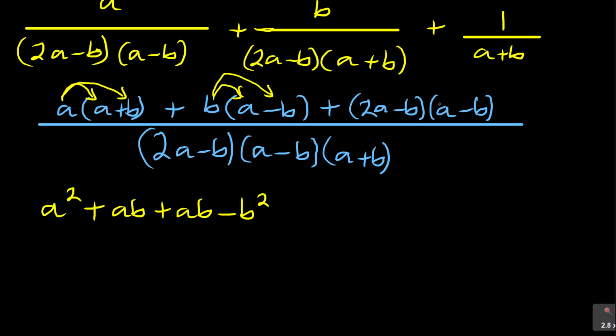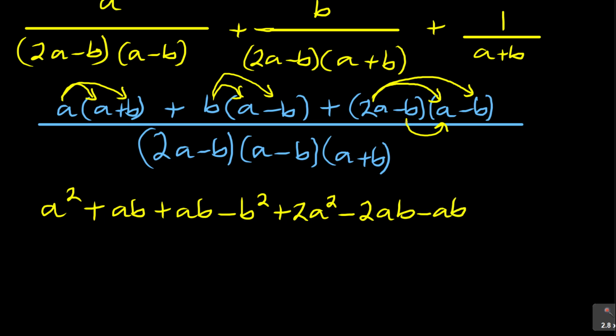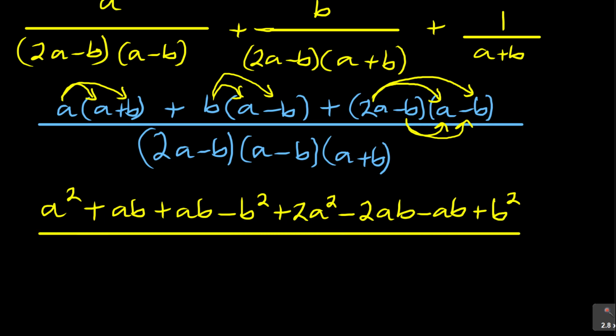Be careful now when you're multiplying this part. It's 2a times that, and it's 2a times that. Remember the FOIL method? So 2a times a, it's plus 2a squared. 2a times negative b, the negative is powerful, it's minus 2ab. Then minus b times a, the negative is powerful, minus ba, which is minus ab. Minus b times minus b is positive b squared. Do you see that?